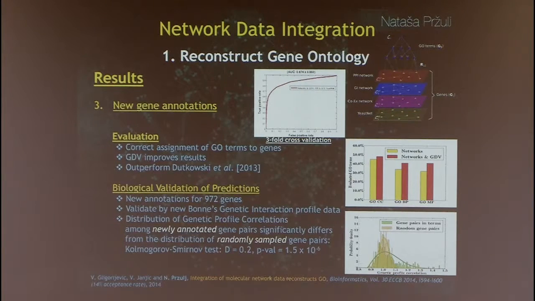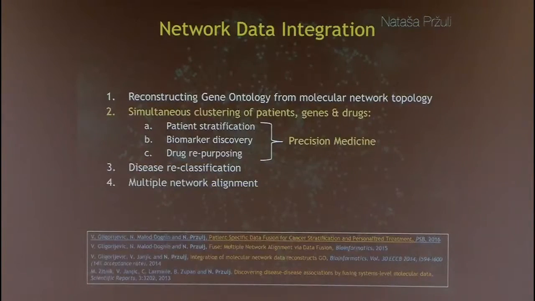And we use the Kolmogorov-Smirnov test to do that. All right, now let's go to the title. So basically, this was the first example because it's the easiest to describe the methodology, because we co-clustered only genes and GO terms, two different types. Now we want to simultaneously cluster patients, genes, and drugs, and to do these particular tasks in precision medicine. And this is actually our recent paper that appeared in PSB this year.